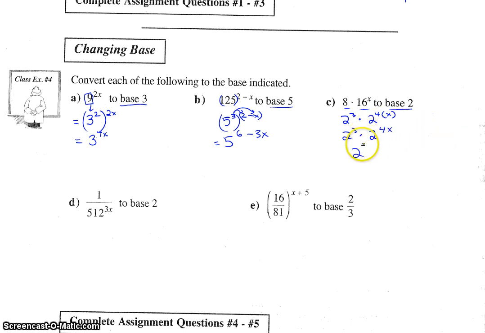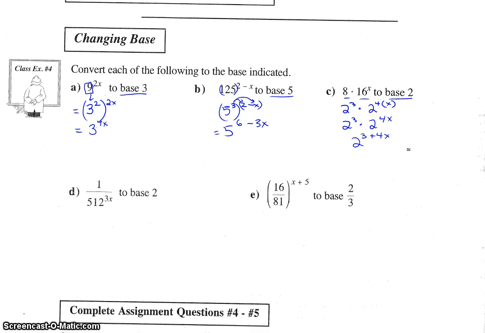You can't really add those together. So you're going to write it simply as 3 plus 4x, or you could write 4x plus 3. Okay, but don't put them together. They're not like terms. All right, next one.